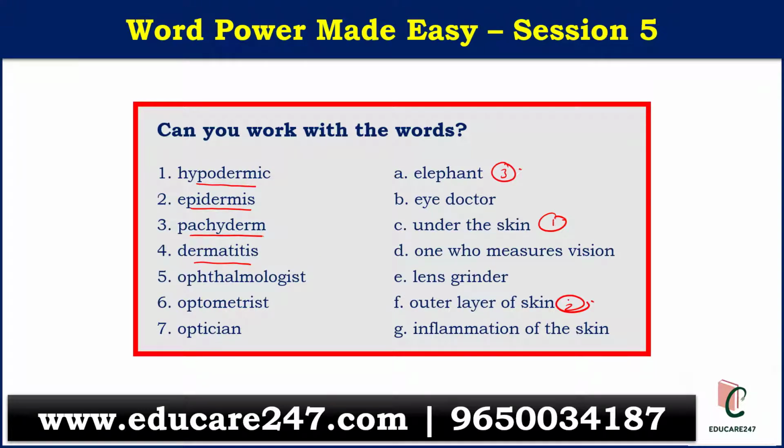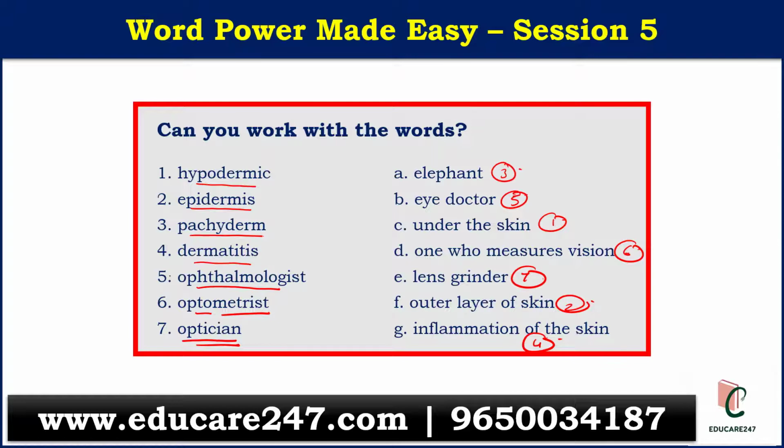Dermatitis. Dermatitis was a skin disease where inflammation of skin occurs. Next is ophthalmologist, an eye doctor. This is actually from session 5, if you remember. Ophthal means eye and logist was the doctor. So this is basically going to be 5. Next is optometrist, which is actually from today's session. So he is actually one who measures the vision. So he will be 6. And the final, if you remember, I discussed the optician. He is actually one who gives you the lenses, or he is the lens grinder for you. So this will be 7.